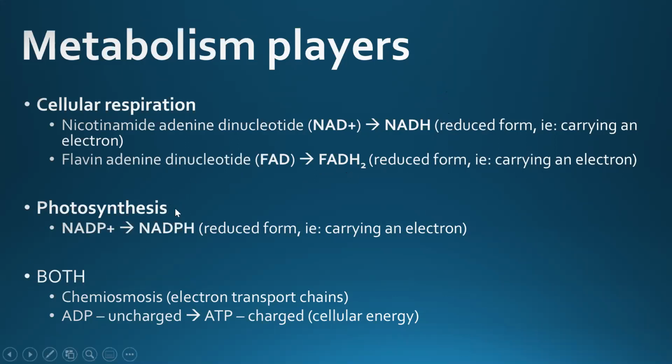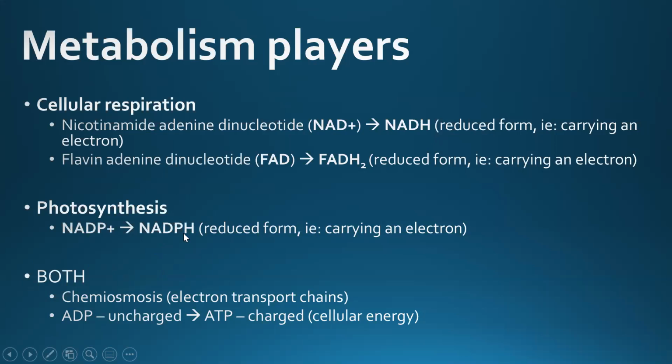Okay. In photosynthesis, the NADP+ is going to be reduced to NADPH. What does that mean? Reduced. You are adding an electron to it. So then NADPH is going to be carrying the electron. And we're going to talk about where NADPH is going to carry the electrons in photosynthesis.